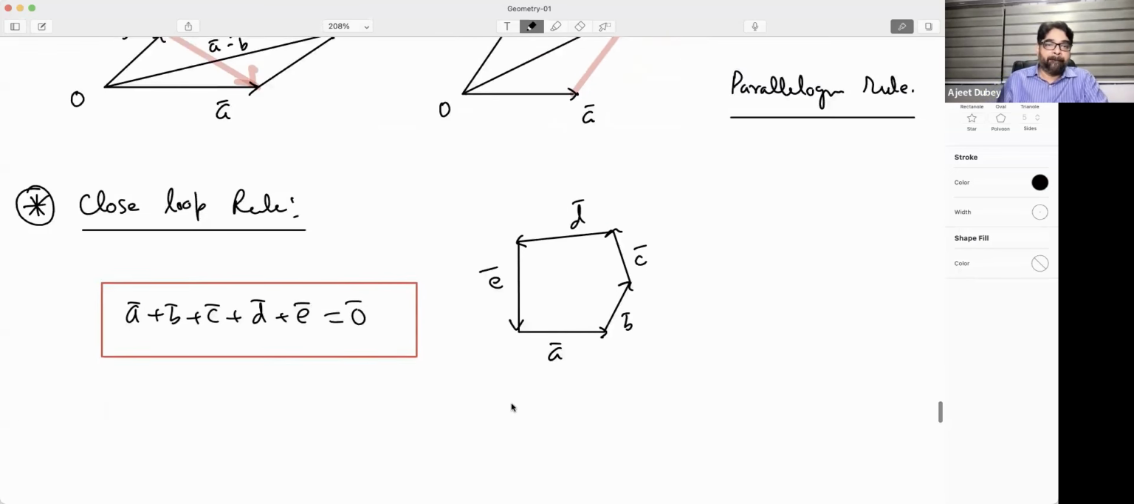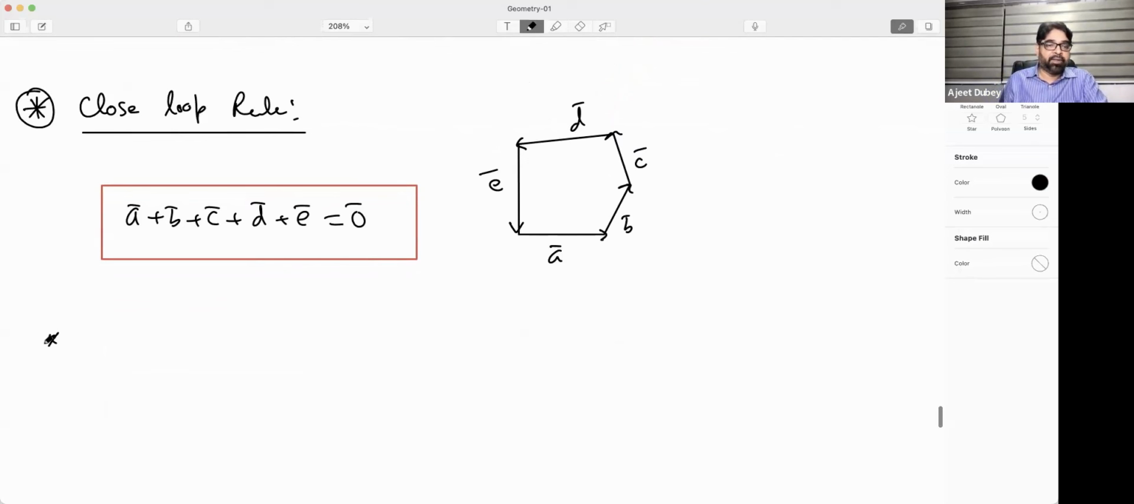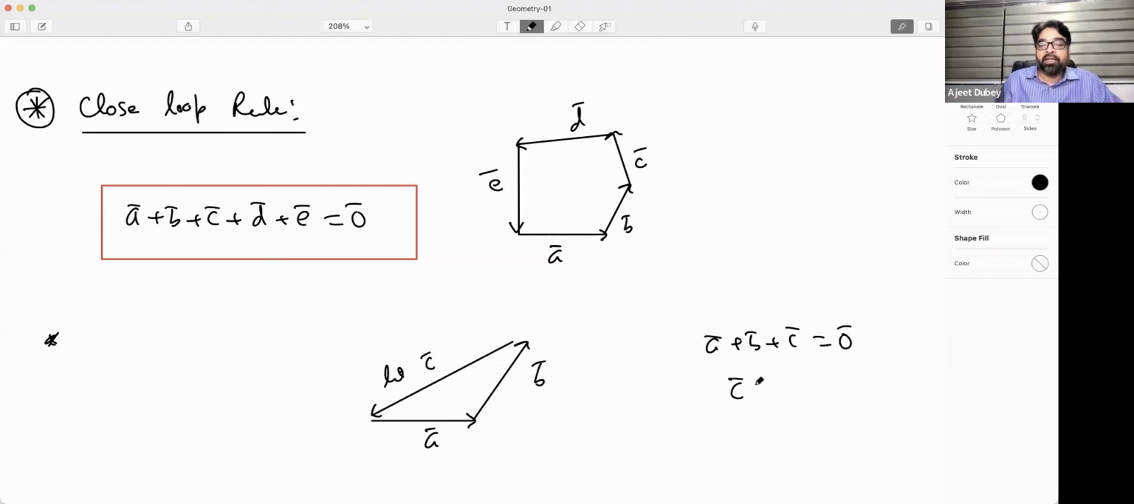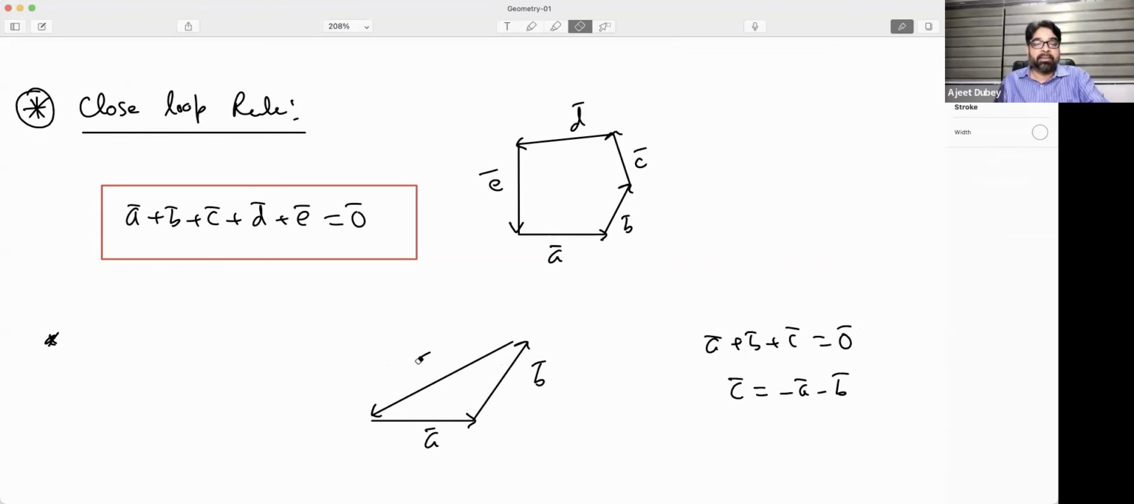For example, watch everything. Suppose I say this is the A vector, this is the B vector. Tell me what will be this vector? Let's say this vector is the C vector. So I will say A plus B plus C will be equal to 0 vector. That means C vector equals minus A minus B. This vector is nothing but minus A minus B.